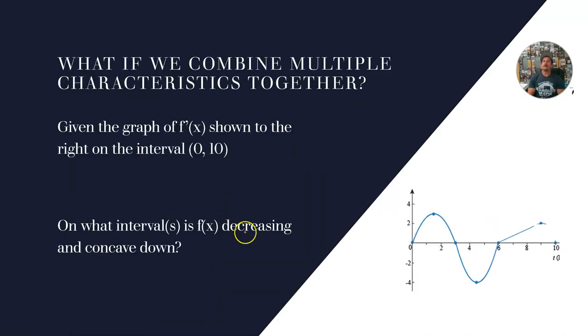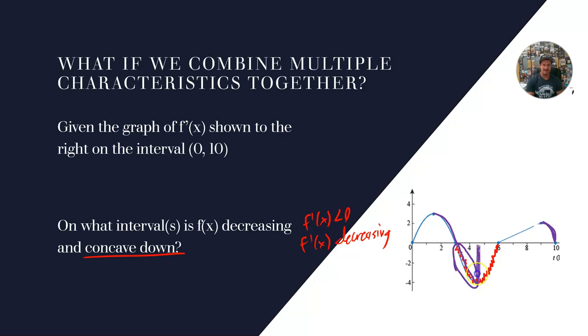Okay, what if I want to know where f of x is decreasing and concave down? Well, for f of x to be decreasing, f prime of x has to be negative. That's going to be right here. And then in order for f of x to be concave down, f prime of x has to be decreasing. Let me change colors again. F prime here, again, this is the graph of f prime, is decreasing right here. Then over here, this kind of got cut off. So the only place where both of those things are happening is from 3 to, we'll call that 4.5. So from 3 to 4.5, f of x is decreasing and concave down, because these things are true on that interval.